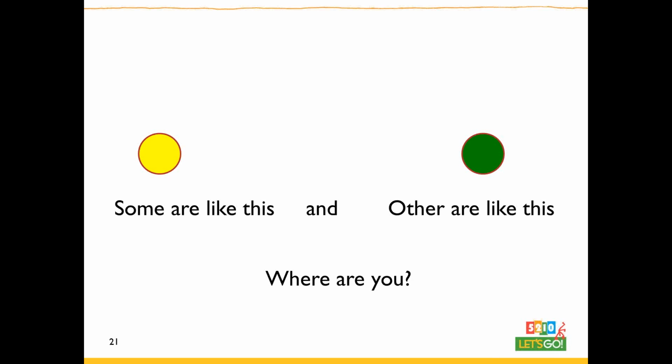Another example would be, some parents don't let their kids watch any TV during the school week, and other parents don't have any set rules. Where are you on this? And lastly, you could say, some kids exercise every day and some kids don't exercise at all. Where are you? Again, these are just another way for you to be understanding in the beginning part of your dialogue with the patient and family, understanding a little bit about what's going on in their world.